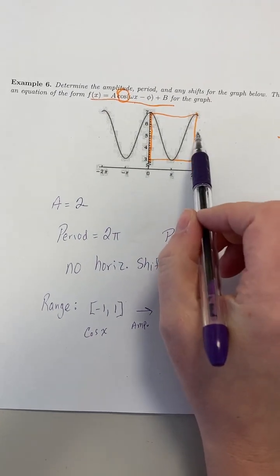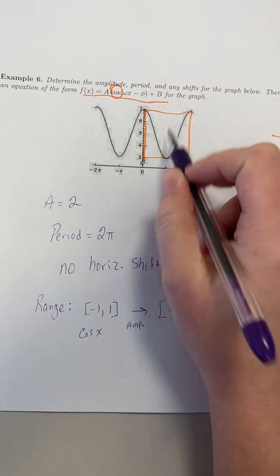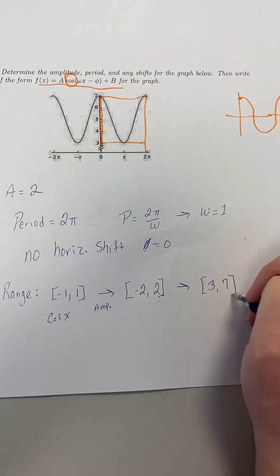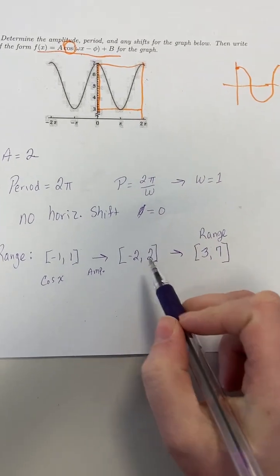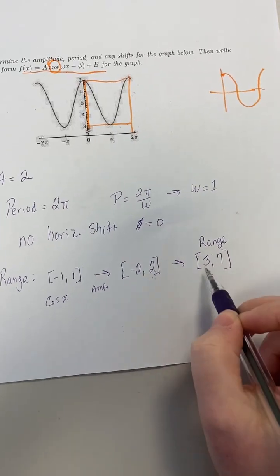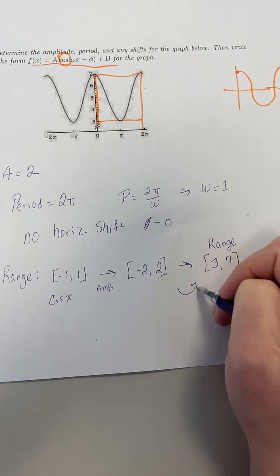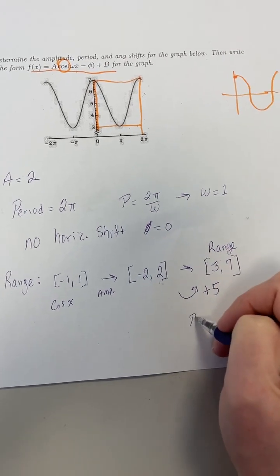But that's not where this graph has range, right? This graph goes from 3 to 7. So the range of this graph is from 3 to 7. Well, if our minimum was -2 and now it's 3, and our maximum was 2 and now it's 7, that's up 5, right? So B is 5.